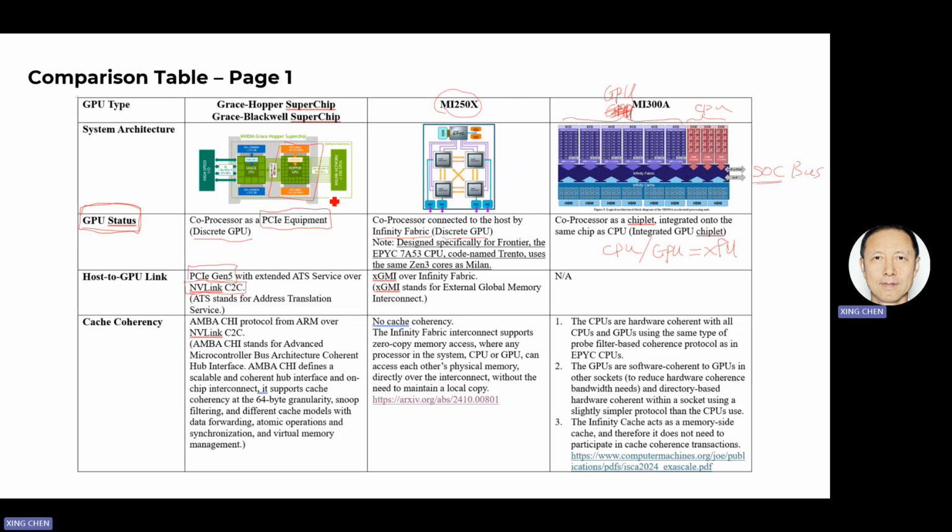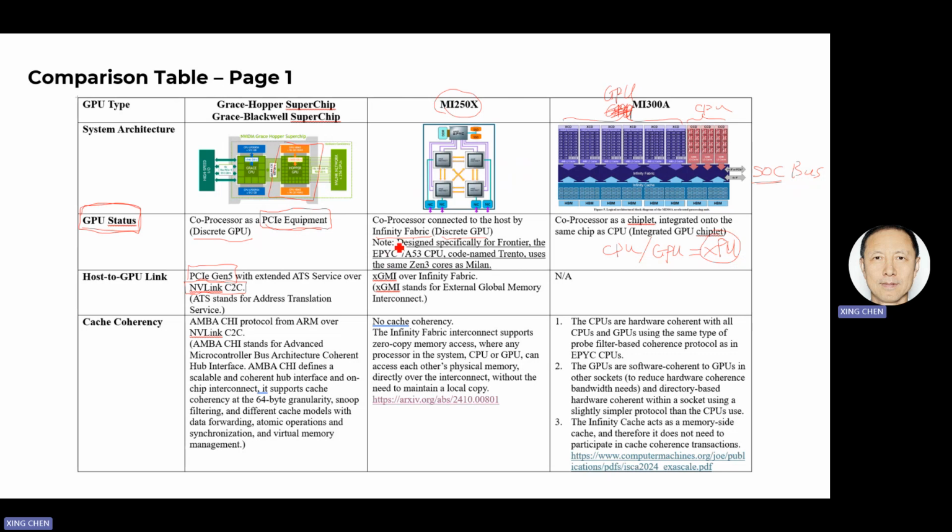So this is the GPU status. We have the GPU as the PCIe equipment. We have the GPU in the very center of the chip, as part of the processing units. And then in between, we have this MI250X.